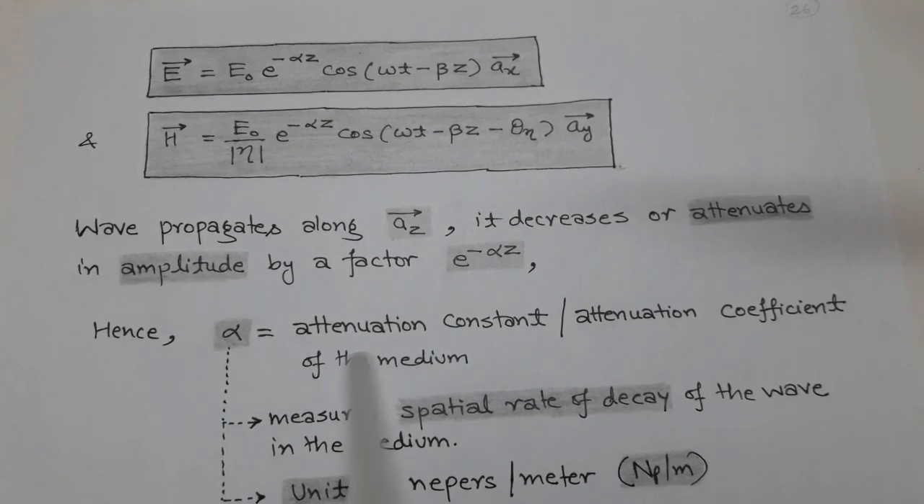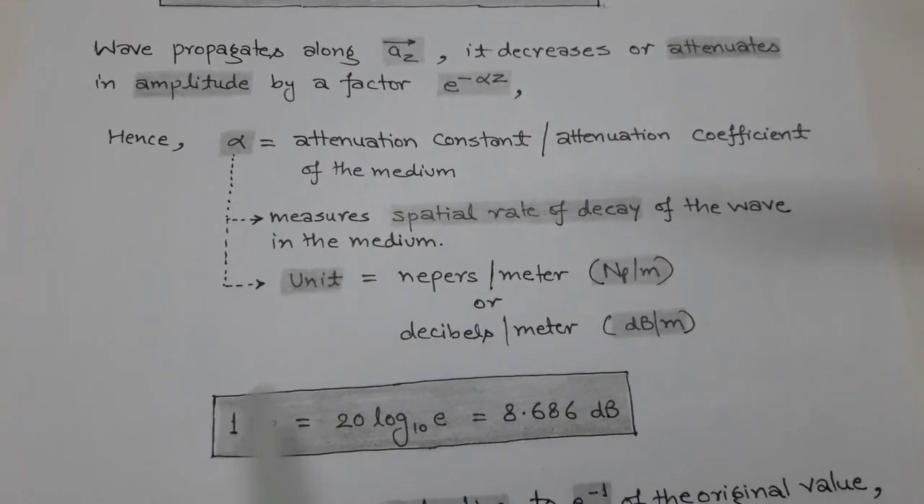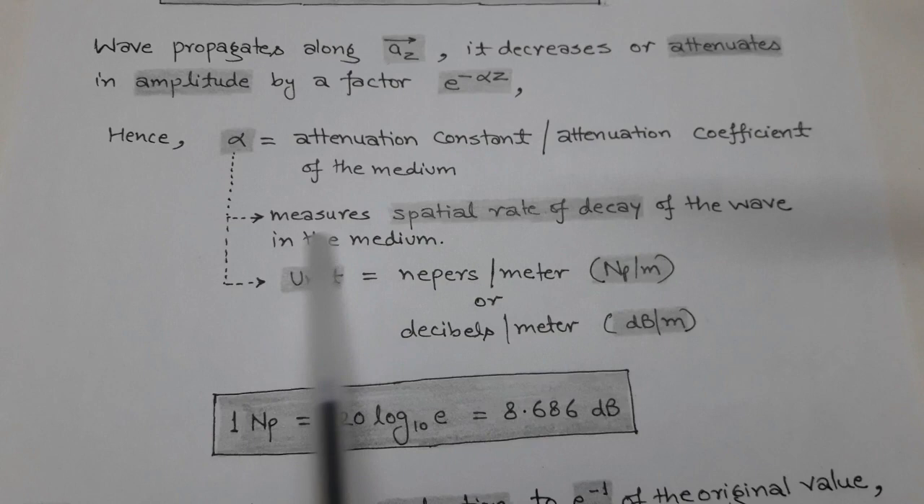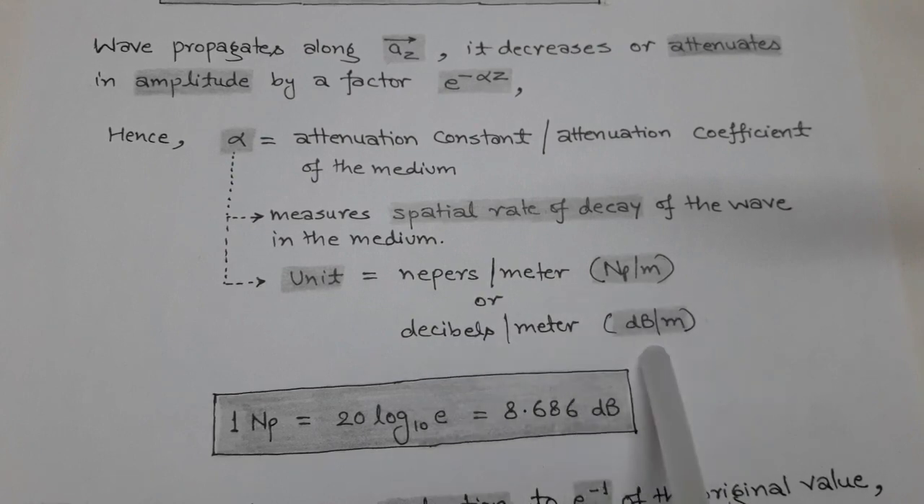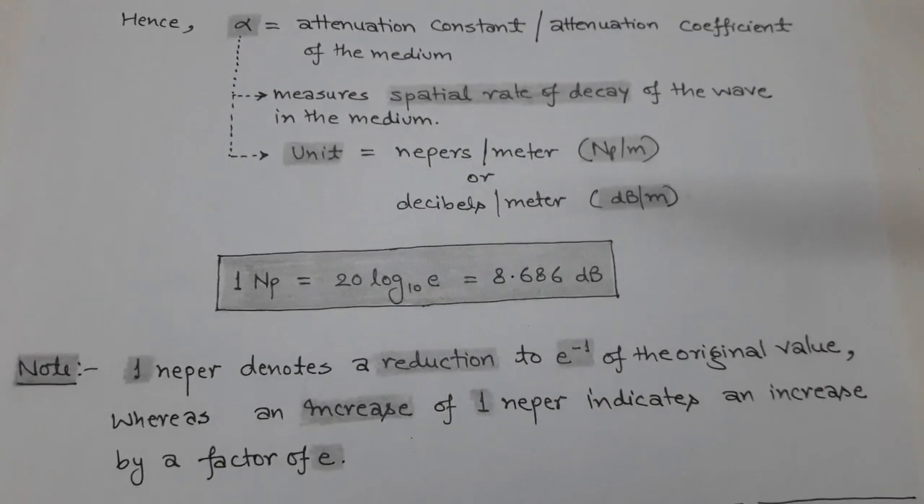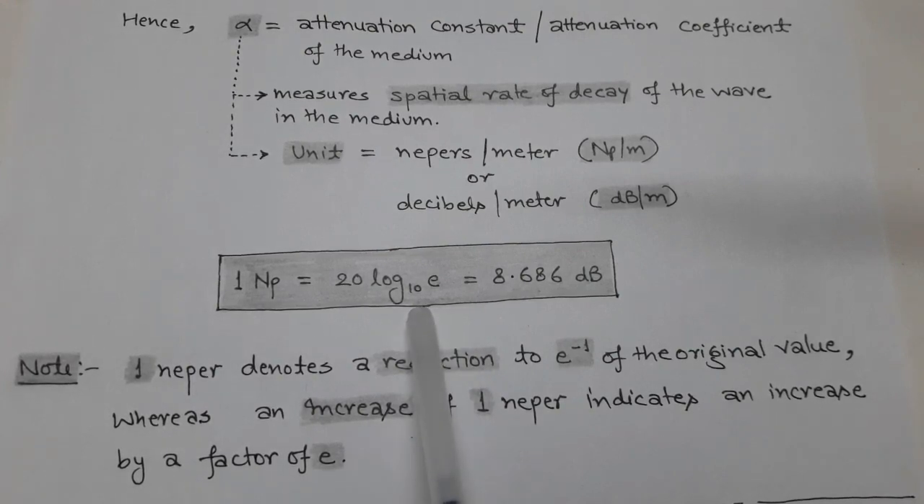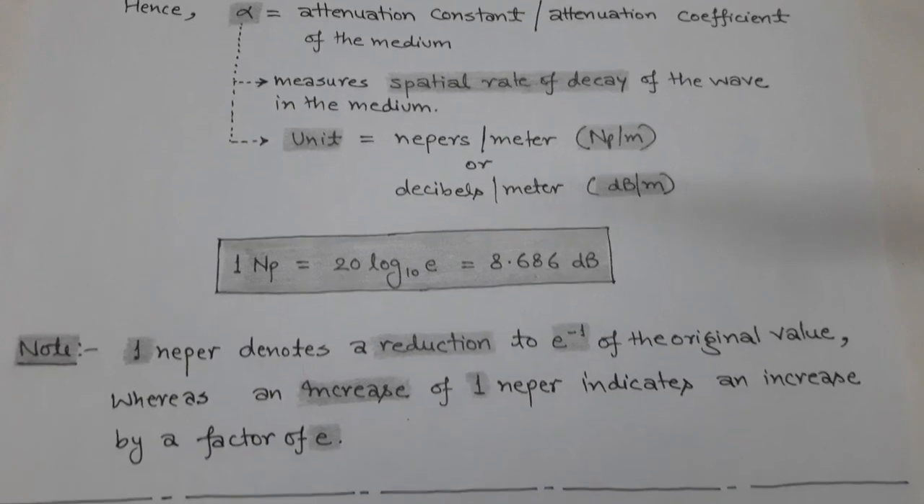So from here alpha is called the attenuation constant or attenuation coefficient of the medium. It measures the spatial rate of decay of the wave in the medium. Spatial rate of decay means the space rate of decay, that is with respect to displacement z, and its unit is Nepers per meter or decibels per meter. So here 1 Neper equals 20 log base 10 of e, and it equals in decibel value 8.686 decibel.